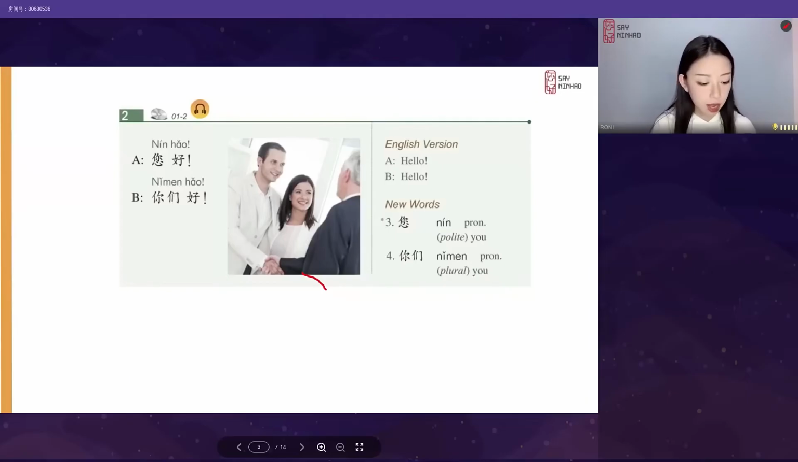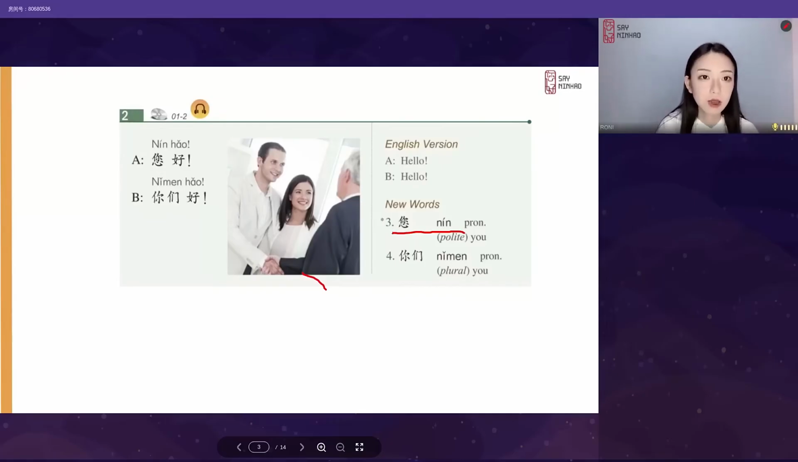First, let's look at the new words. First one is 您. The initial is n, and the final is in, and the tone is second tone. 您. Read after me, please. 您.